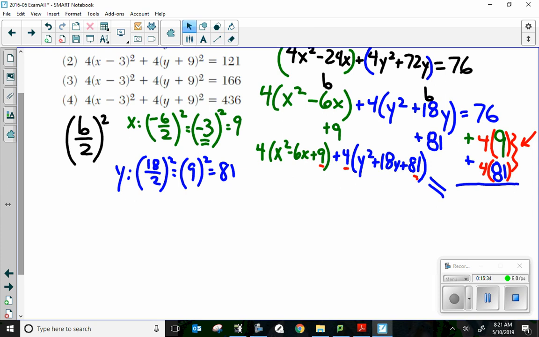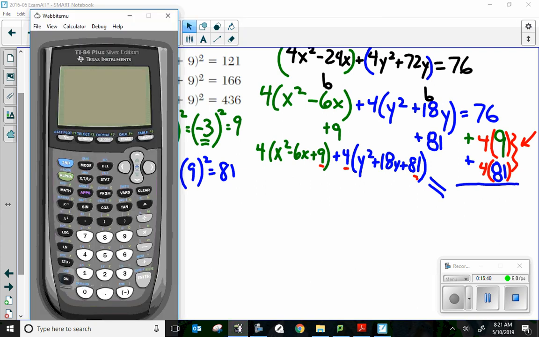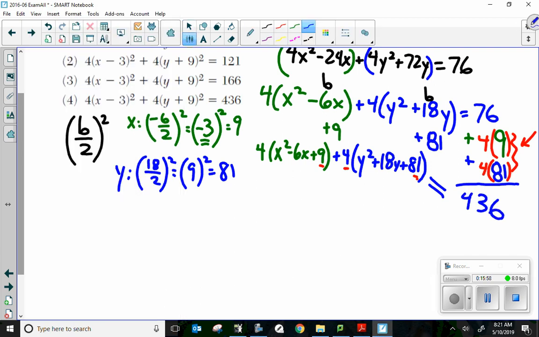Now, we have 76. You know what? You got a calculator. What the heck? Turn this on. Get out of this ugly little graph here. 76 plus 4 times 9, which is 36, plus 4 times 81, which is 324, but let the calculator do it for you. And you get a total of 436. That's what my equation is equal to.